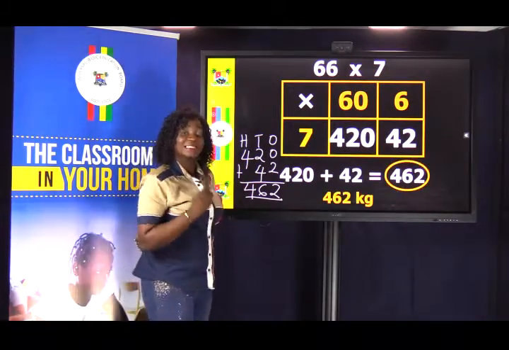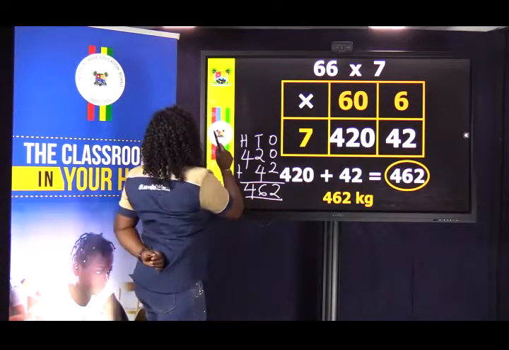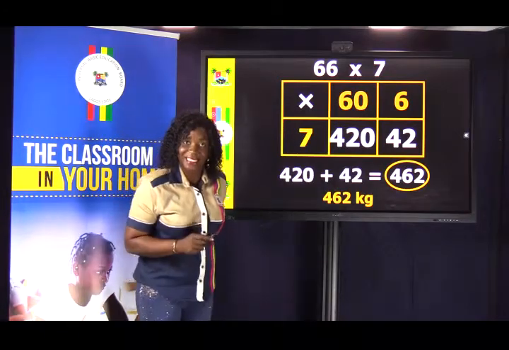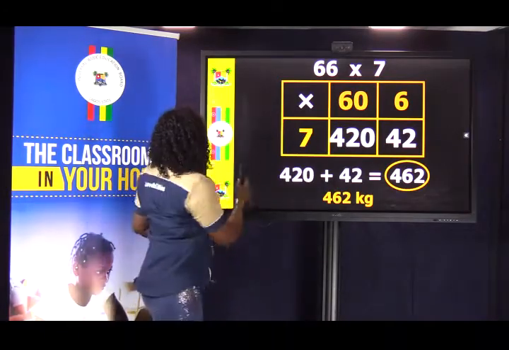462 kg. 7 vans will weigh 462 kg. Are we together? Say, together we are. Very good.